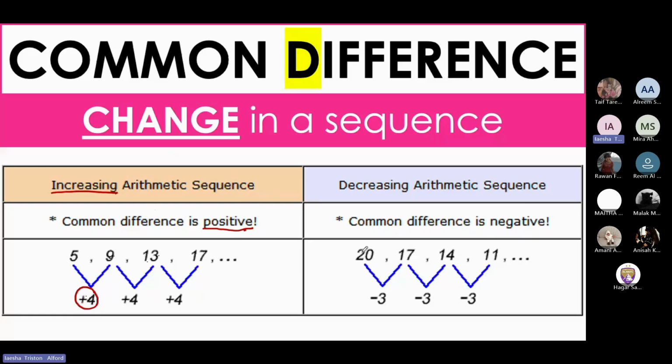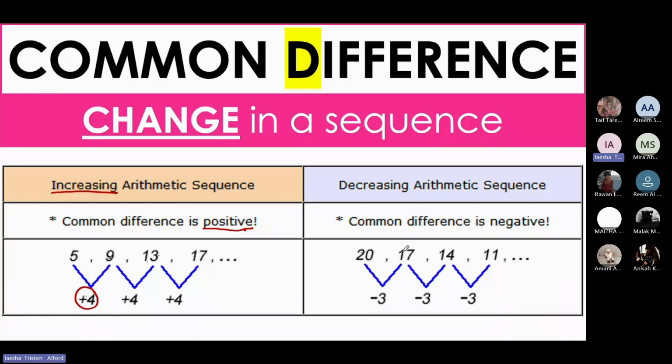This one, 20 to 17, it's decrease. So subtract 3, 17 to 14, subtract 3, 14 to 11, subtract 3. This difference is negative 3. Because it's negative, we call it decrease. Okay, so that's the vocab.